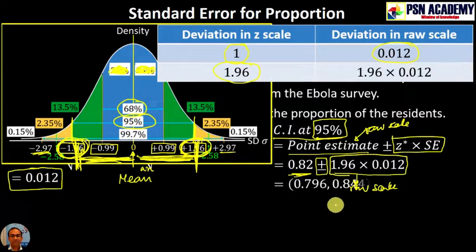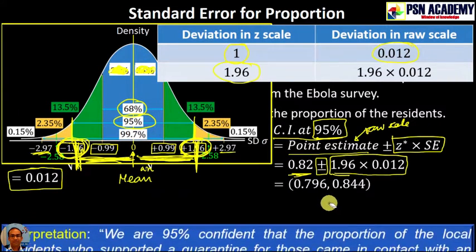Clear? So we get this range. Let me clean up. So this is the range we have got: 0.796 on the lower limit and 0.85844 on the upper limit. So within this range, the 0.82 is residing.